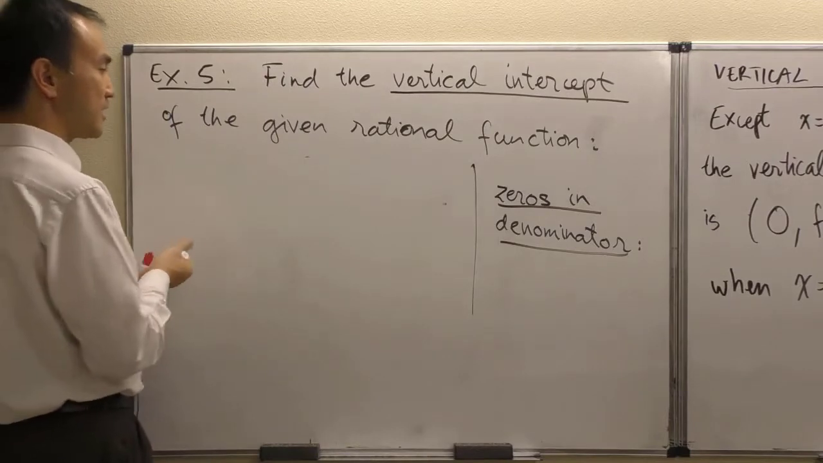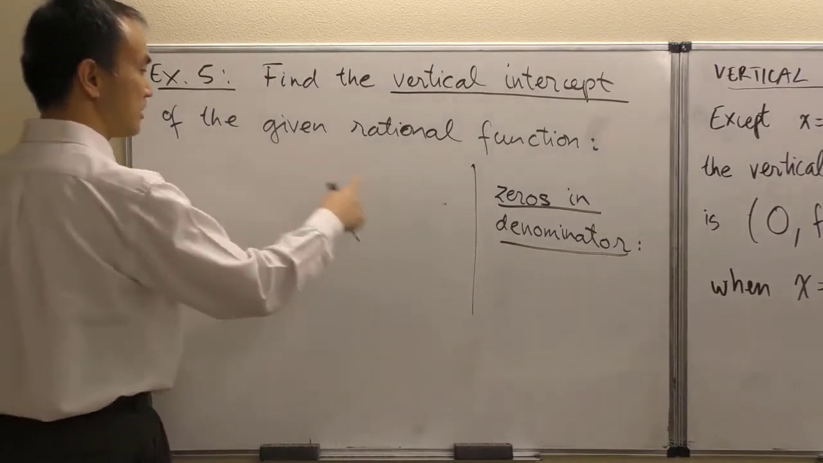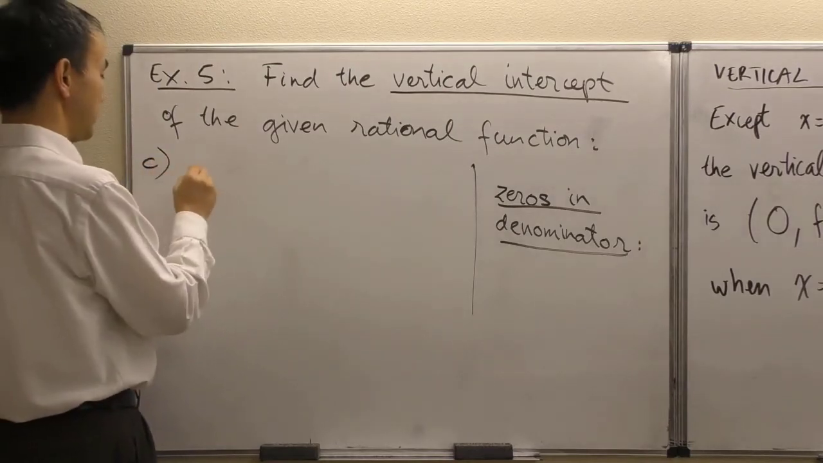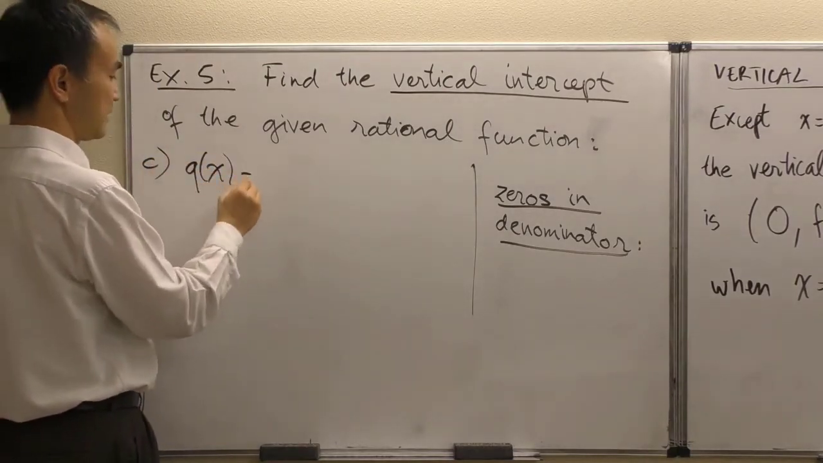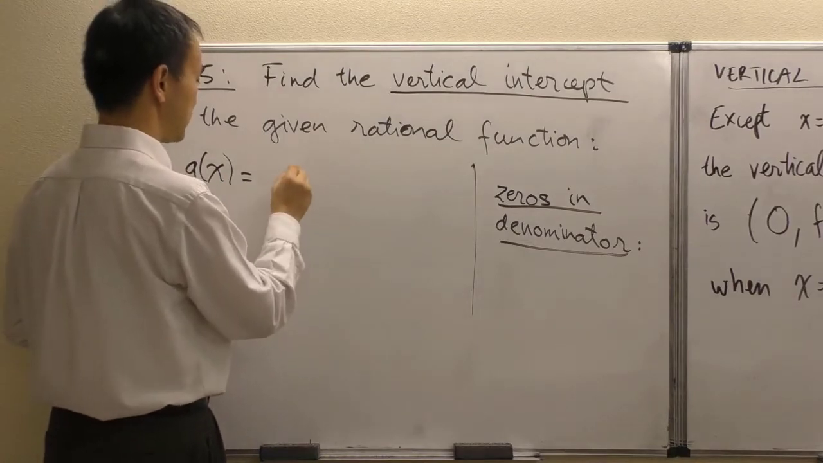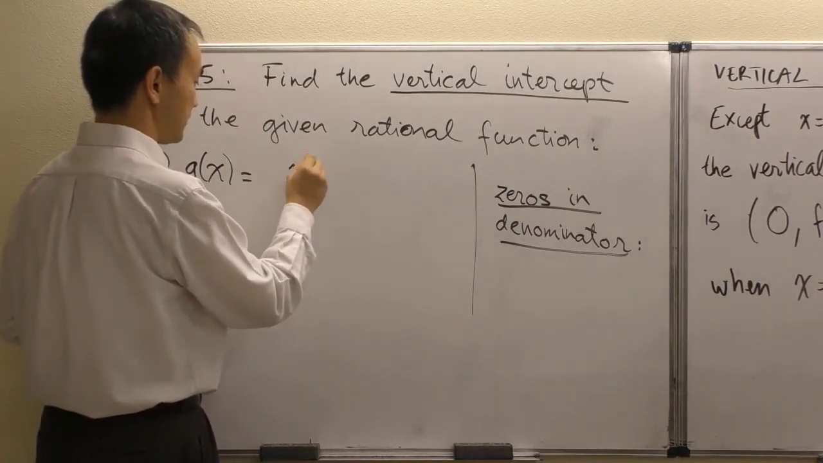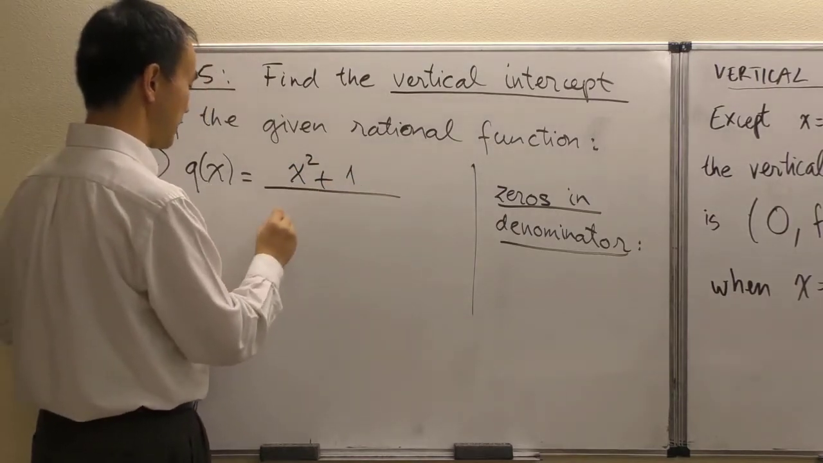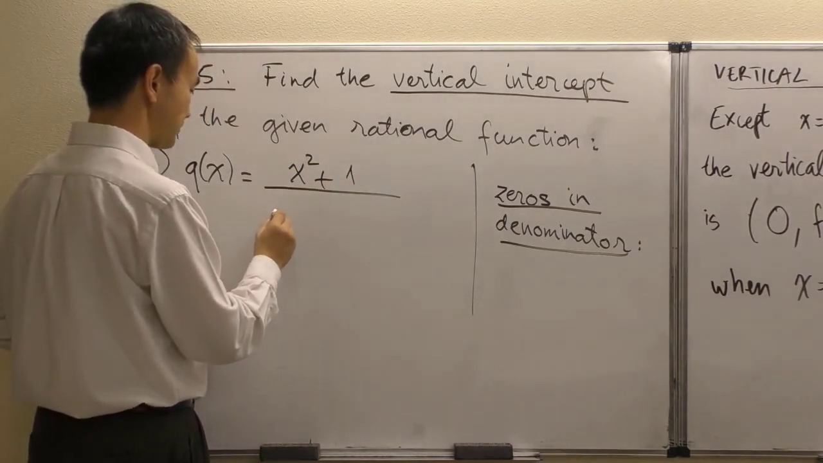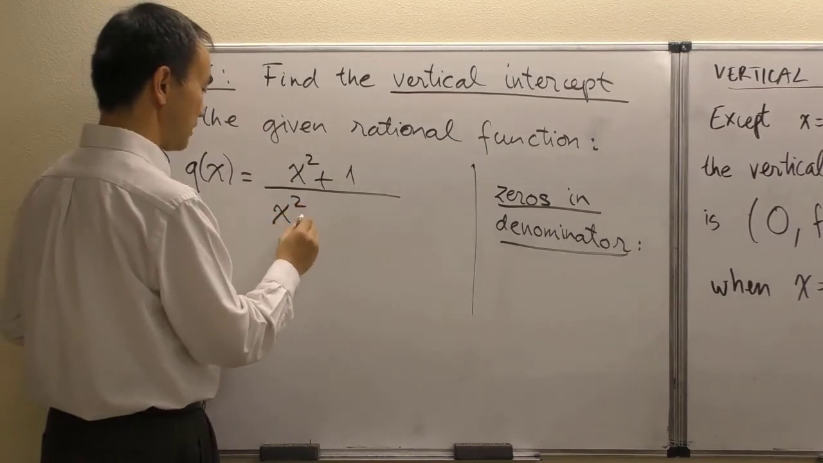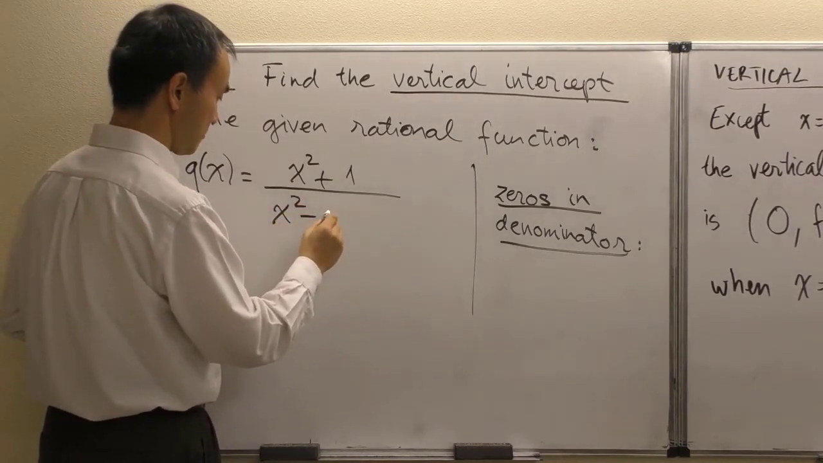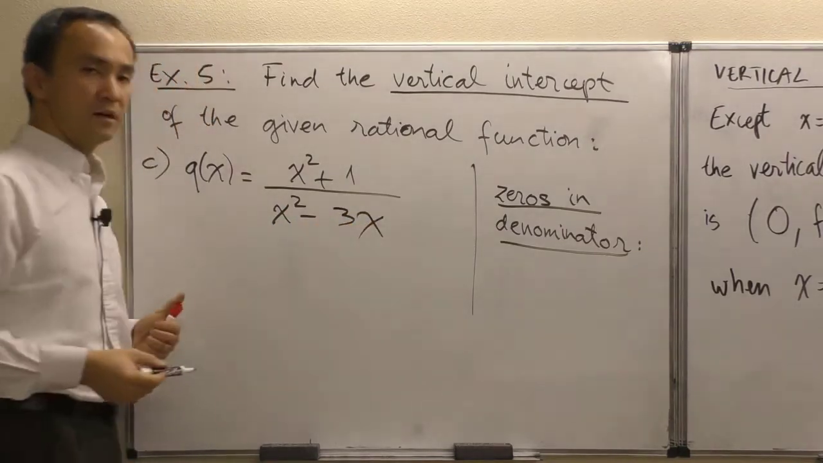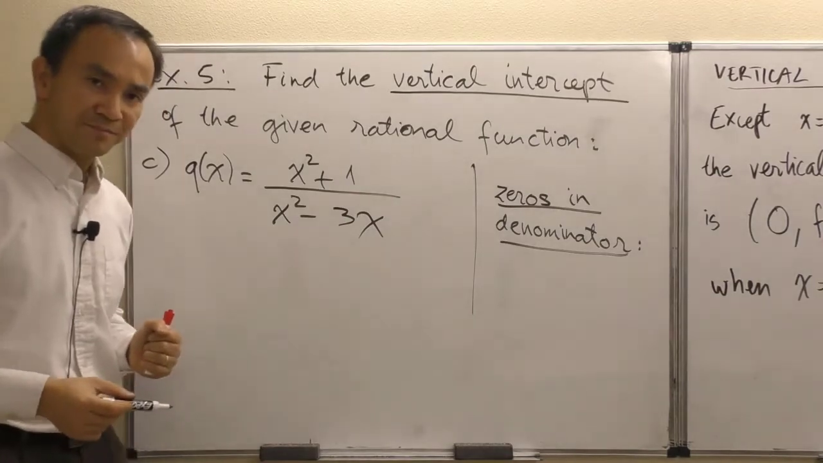All right, so for the next function in our example 5 here, let's look at part C. I call that q of x again, and here I call that x squared plus 1, right? And then we divided that by x squared minus 3x.